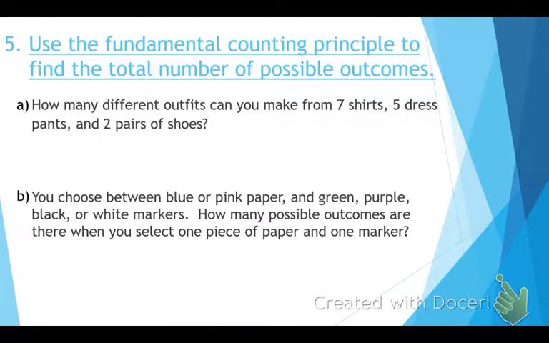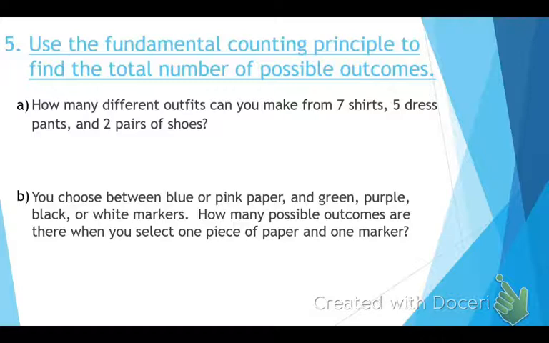All right, number 5 asks us to use the fundamental counting principle to find the total number of possible outcomes. So we talked about the fundamental counting principle yesterday, which made things much easier than using that huge tree diagram. Does anybody remember what operation I have to do when using this principle? Am I adding, subtracting, multiplying, or dividing? Sabrina? You have to multiply them together.